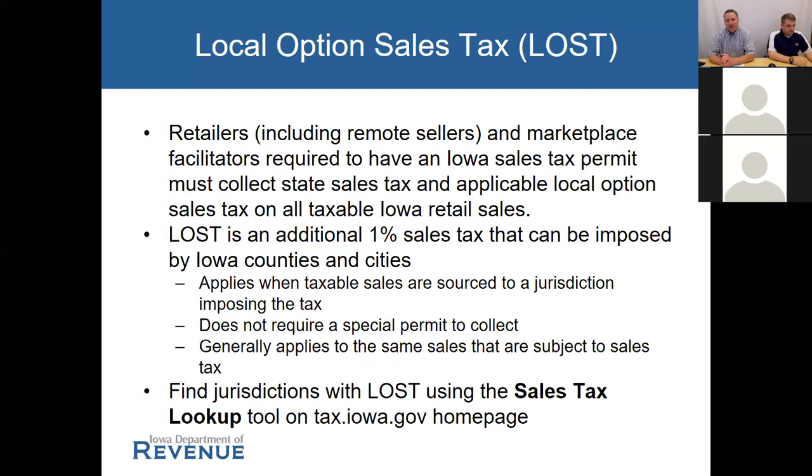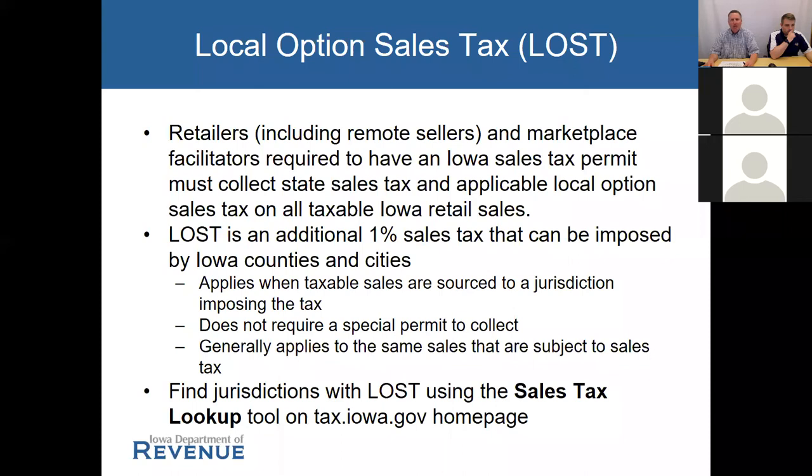Local option sales tax does not require a special permit to collect it. If you've got an Iowa retail sales tax permit, you are all set up to take care of the local option sales tax. How do you report that? Well, when you do your quarterly sales tax return, there is a worksheet for local option sales tax, and you have to report your taxable sales by county so that we can make sure that that local option tax is sent back to the proper county. You send all of those sales tax to the department. We disperse the money to the local jurisdictions when we do the processing of the returns.